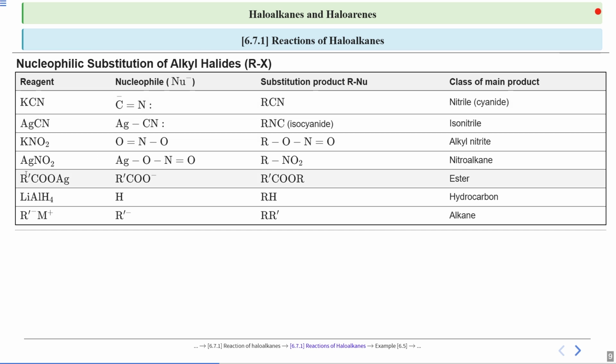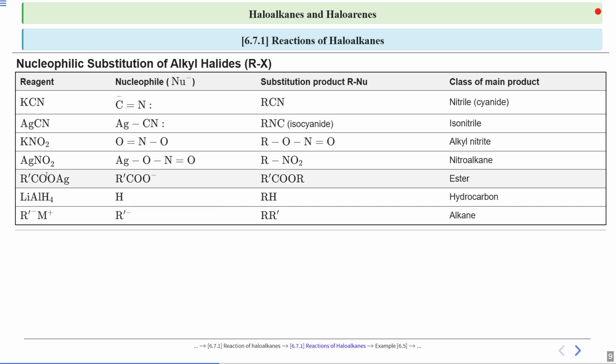the class. For potassium nitrite and silver nitrite, the substitution product you are going to get is R-O-N double bond O and RNO2 respectively, and the class of main product will be alkyl nitrite and nitroalkane. When the nucleophile is going to attach from the nitrogen atom with the alkyl chain, then the class of main product will be nitroalkane. When the nucleophile is going to attach with the oxygen atom with the alkyl group, then the class is going to be alkyl nitrite.